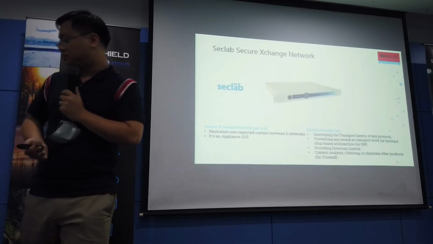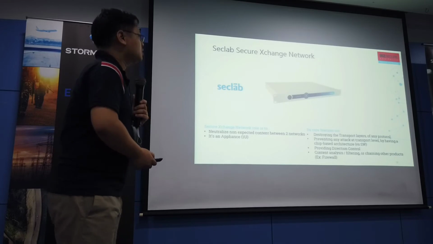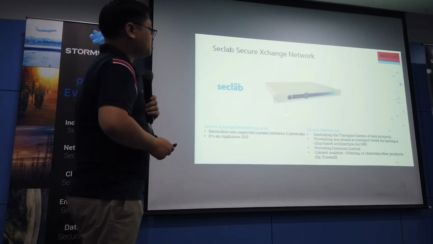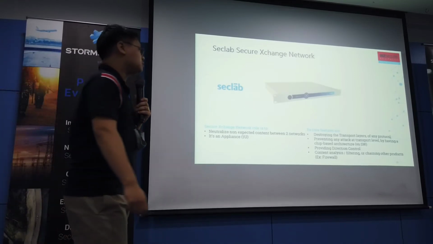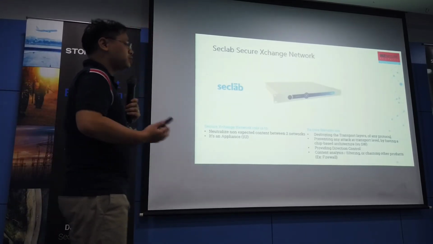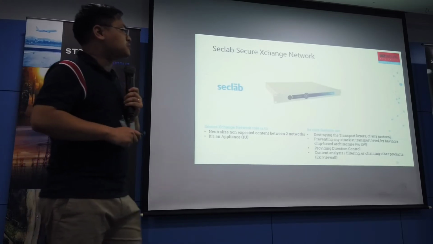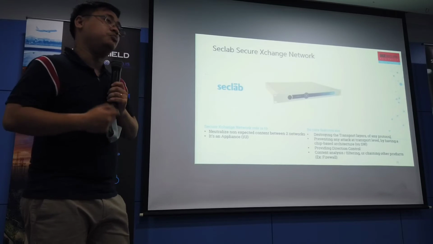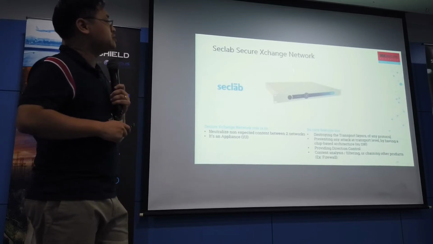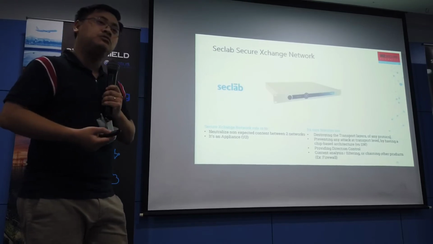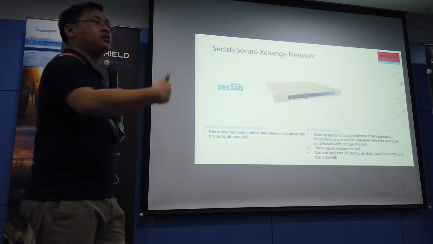What they provide today is what we call the Secure Exchange Network. So what do you have in there? It's a box that you have here. Okay, you will be able to see it. What do you have inside this box? What does it do? This box is what we call a bidirectional secure gateway. It allows you to connect two networks. Okay? So two networks in our context, IT and OT.